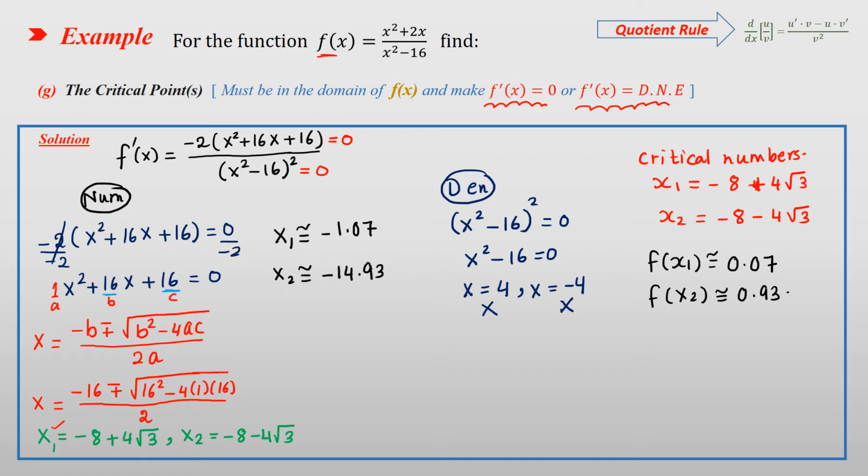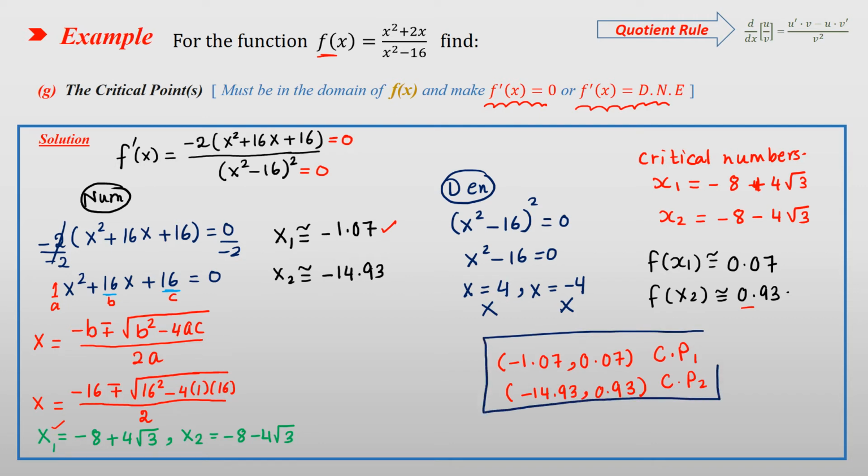So what are the critical points? The critical points are negative 1.07 with its image, which is 0.07. This is the first critical point, CP1, and the second critical point is negative 14.93 with its image, which is 0.93. This is the second critical point. So in this example we have two critical points, and these are the critical points of our function.